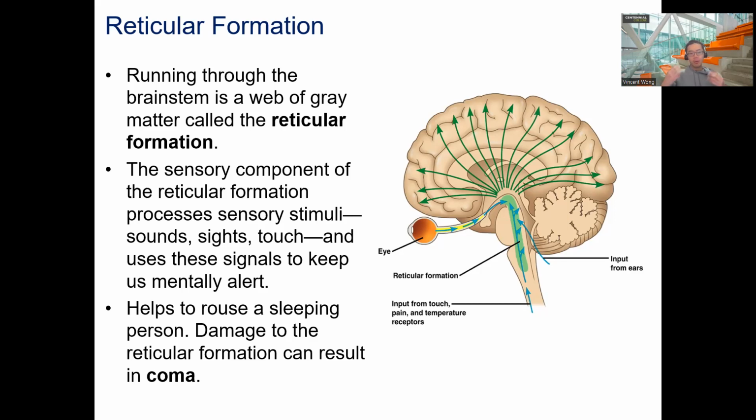Okay, and even when we are sleeping, the reticular formation is quietly functioning in the background, so it can wake us up if there is any sudden noise or sudden bright light, and you'll be able to wake up from it. If someone damages the reticular formation, then they might not be able to wake up, and they slip into a coma. So basically, while we are awake, the reticular formation keeps us mentally alert. When we're sleeping, it serves as a system running in the background to help wake us up when we need to.